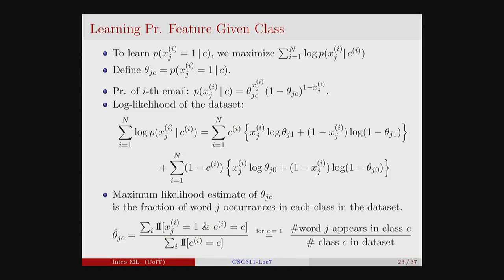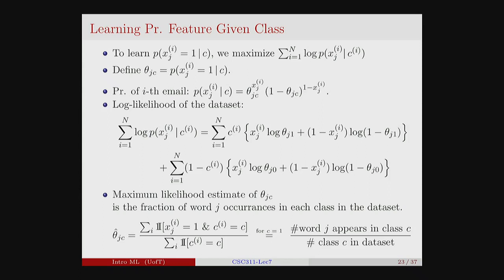So let's substitute that in for the case where c is equal to 1. So in the case of spam emails, what you're going to do is count the number of spam emails that you have. That'll be your denominator. And within each of the spam emails, you'll count the number of times feature j occurs, and that'll be your numerator. So the maximum likelihood estimator is the fraction of times feature j occurs in a spam email. That's theta j1. For a non-spam, for the second parameter, that's theta j0, which is the probability of feature j occurring in a non-spam email.